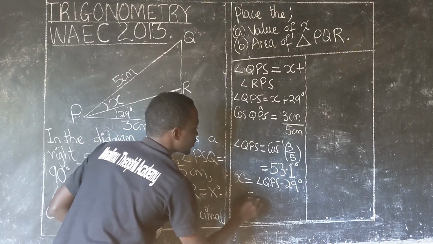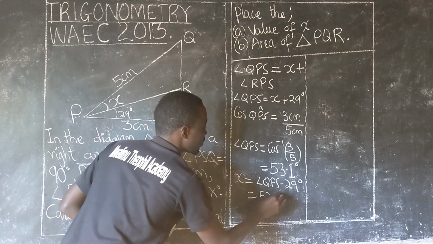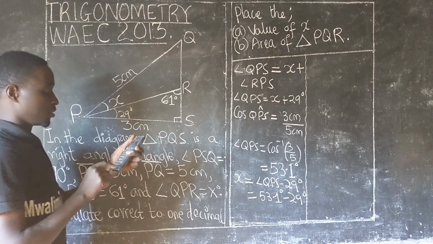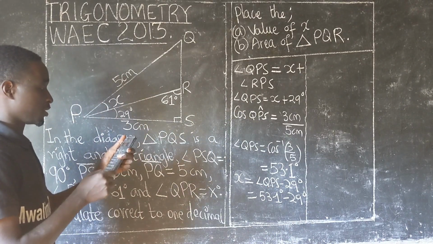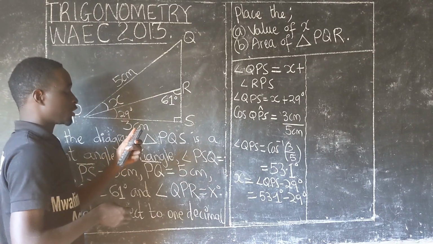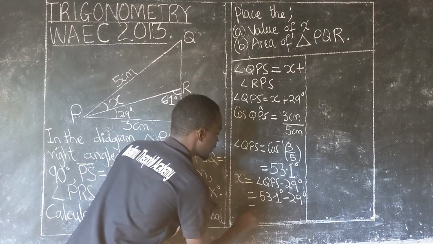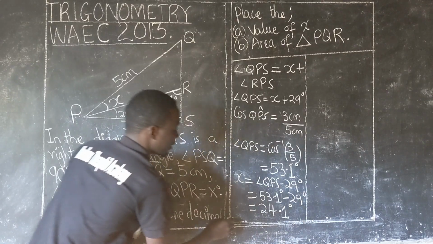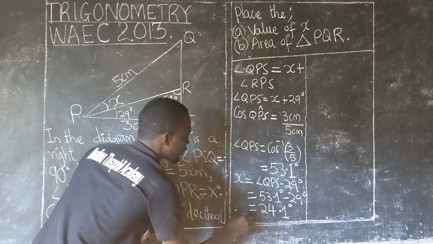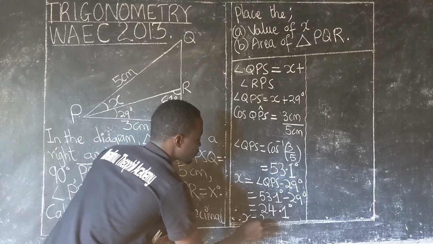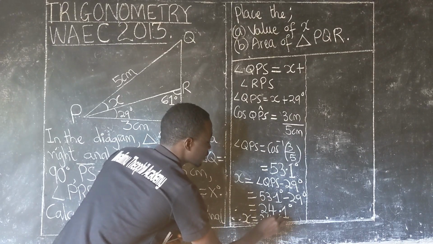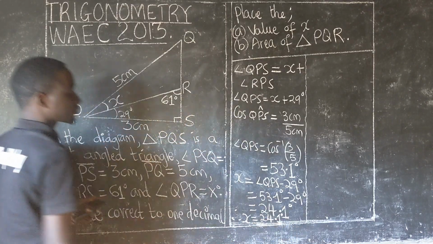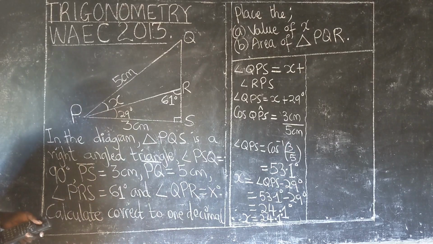So, QPS already obtained is 53.1 degrees, and we subtract 29. We get 24.1 degrees. Now, the value of angle x is equal to 24.1 degrees, in one decimal place. Now we're through with the angle x.